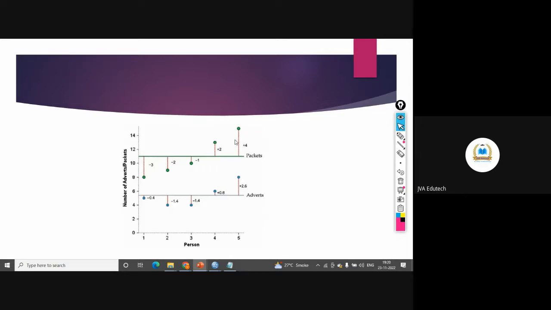So increase in advertising leading to decrease in packets sold is a negative correlation, whereas increase in advertising leading to increase in packets sold is a positive correlation. So the negative and the positive only show the direction of the relationship. It is nothing but this variance and this variance. You are trying to measure two variances simultaneously, and that's what you are measuring, a covariance. And this covariance is nothing but the unstandardized form of correlation.